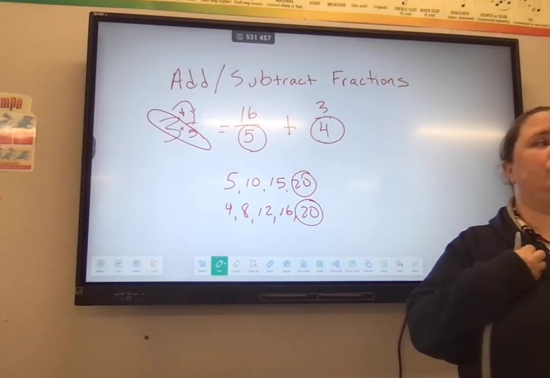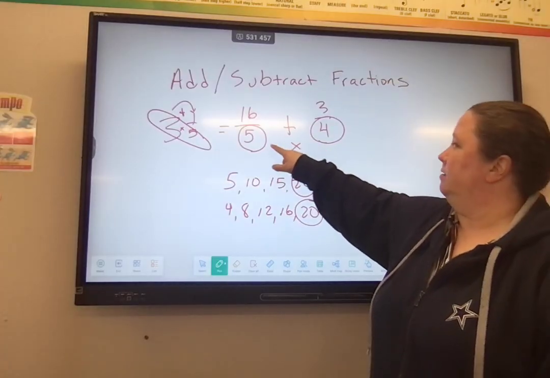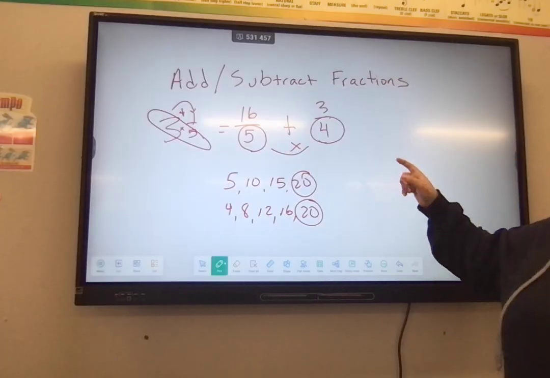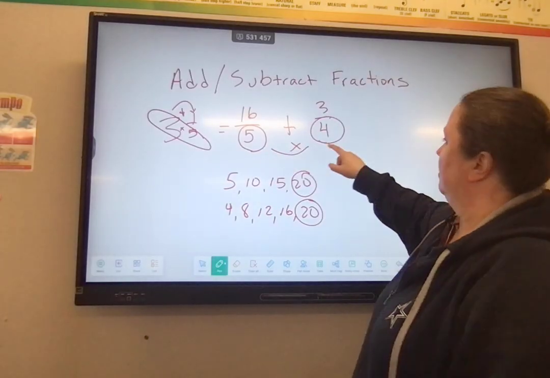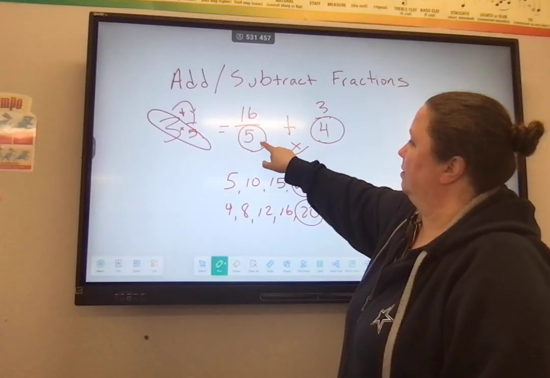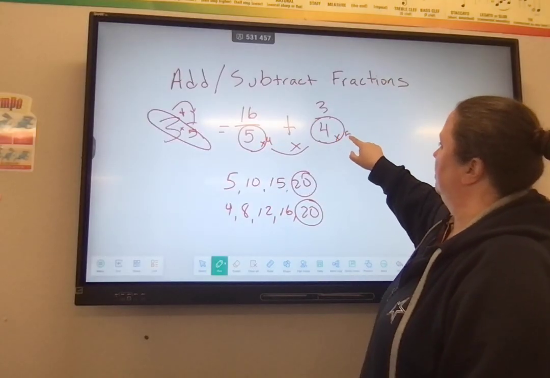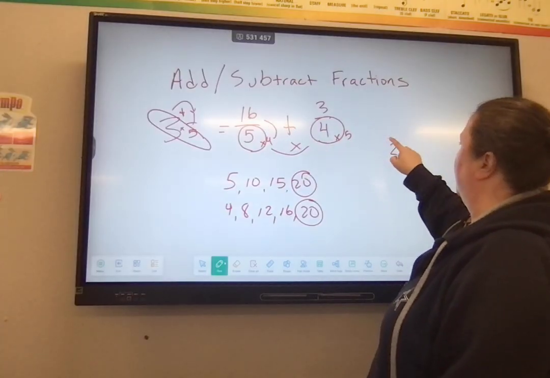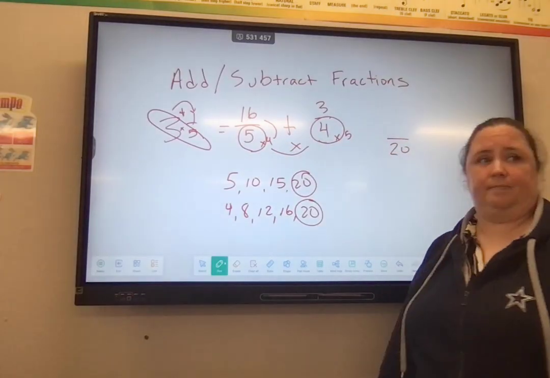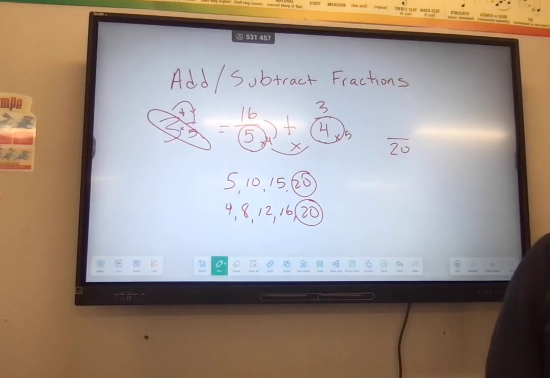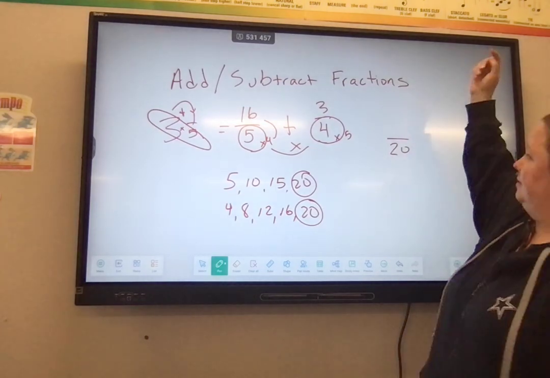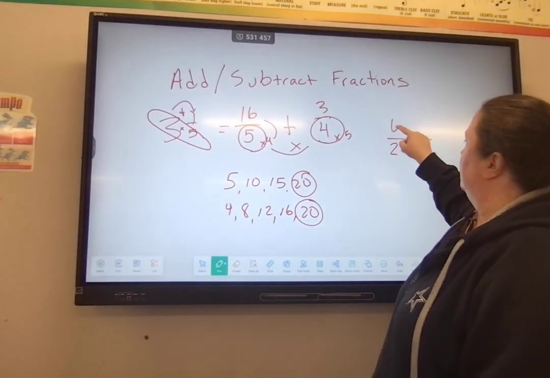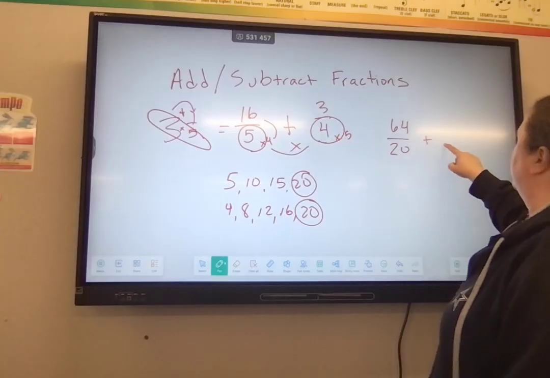You can also, if you just don't know, multiply these. Whatever you multiply to the bottom, you have to multiply to the top. So if I'm trying to make these both 20, 5 times what equals 20? 4. And 4 times what equals 20? 5. So whatever I do to the bottom, I got to do the top. On the bottom over here, I have 20. What's 16 times 4? Go, calculator, go. 64. Very good. 5 times 4 is 20 on the bottom.